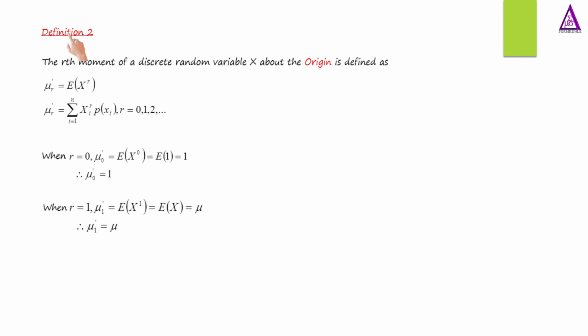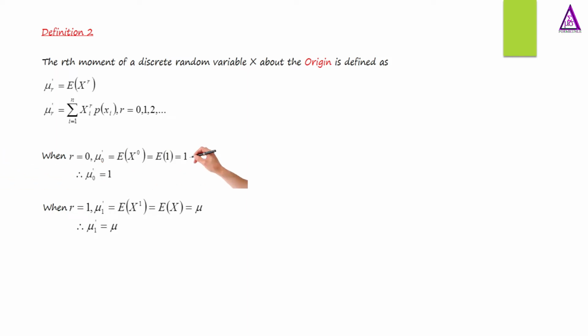Definition 2. The rth moment of a discrete random variable x about the origin is defined as mu subscript r prime equal to the expected value of x raised to power r. It is equal to the summation, i ranging from 1 to n, of x subscript i raised to power r times p of x subscript i, where r is equal to 0, 1, 2 and so on.